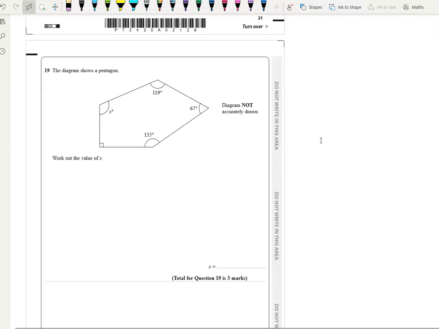Okay. Moving to question number 19. The diagram shows a pentagon. So pentagon has 5 sides, so 5 interior angles are given. One angle is missing. We need to work out the value of x. Now it's better to remember the values.